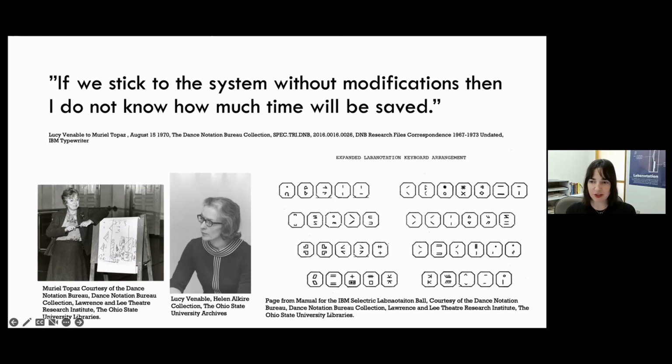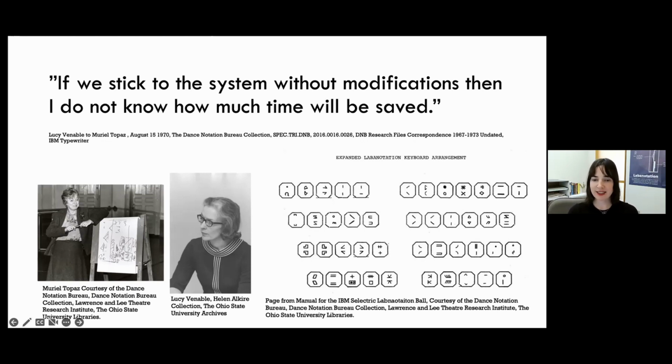Notators, like the ones shown here, Lucy Venable and Muriel Topaz, were experts and artisans in writing Labanotation and creating material texts of notation, and they realized this early in the process. They realized this first. So the process, again, the design started in 1966.